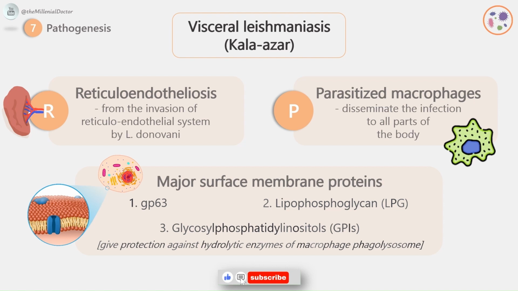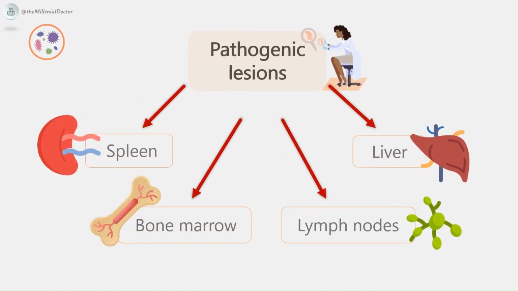Three major surface membrane proteins of Leishmania are first GP63, second lipophosphoglycan, also known as LPG, and third glycosylphosphatidylinositols, GPIs, which give protection against hydrolytic enzymes of the macrophage phagolysosome. The pathogenic lesions are observed in the following organs: spleen, bone marrow, lymph nodes, and the liver.